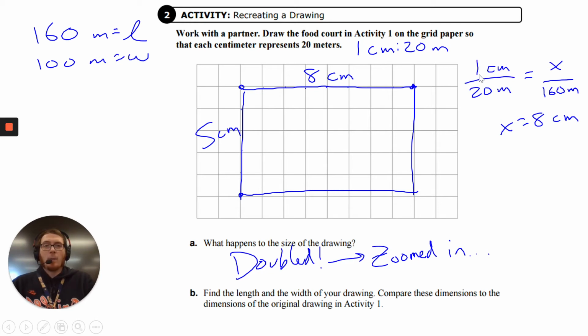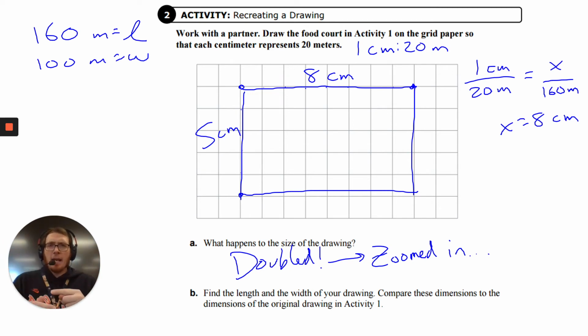The scale now is 1 centimeter in the picture is 20 meters in real life, equals x. I don't know the length of the scale, but in real life, it's 160. That's where this 160 meters came from on the last slide. When I cross multiply that, I get 160 equals 20x, and then I divide by 20, and I should get 8 centimeters. This is a simple cross multiplication of that situation in order to find that. So what happens here is instead of 4 centimeters, it's twice as large.